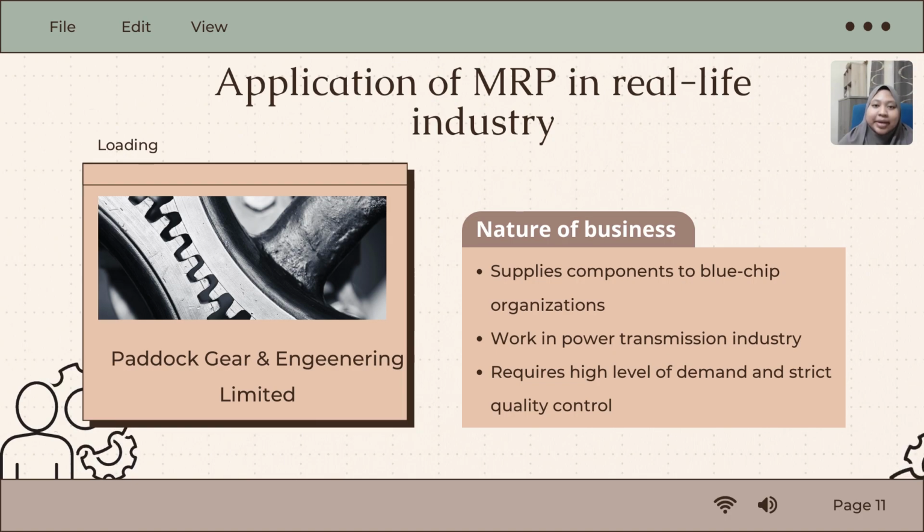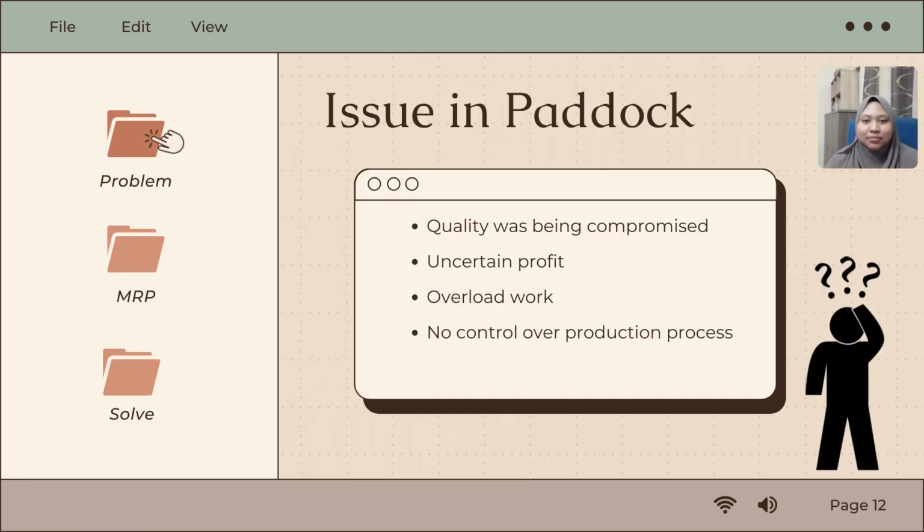The founder and managing director, Mr. McLeod, has realized that as the company grew, it was difficult for them to keep track of jobs on the shop floor. Okay, so what is the main issue that was faced by Paddock Company? As the company grew to increase supply, the quality control of the production process was affected, and the company's director was unable to determine if their business was profitable or not.